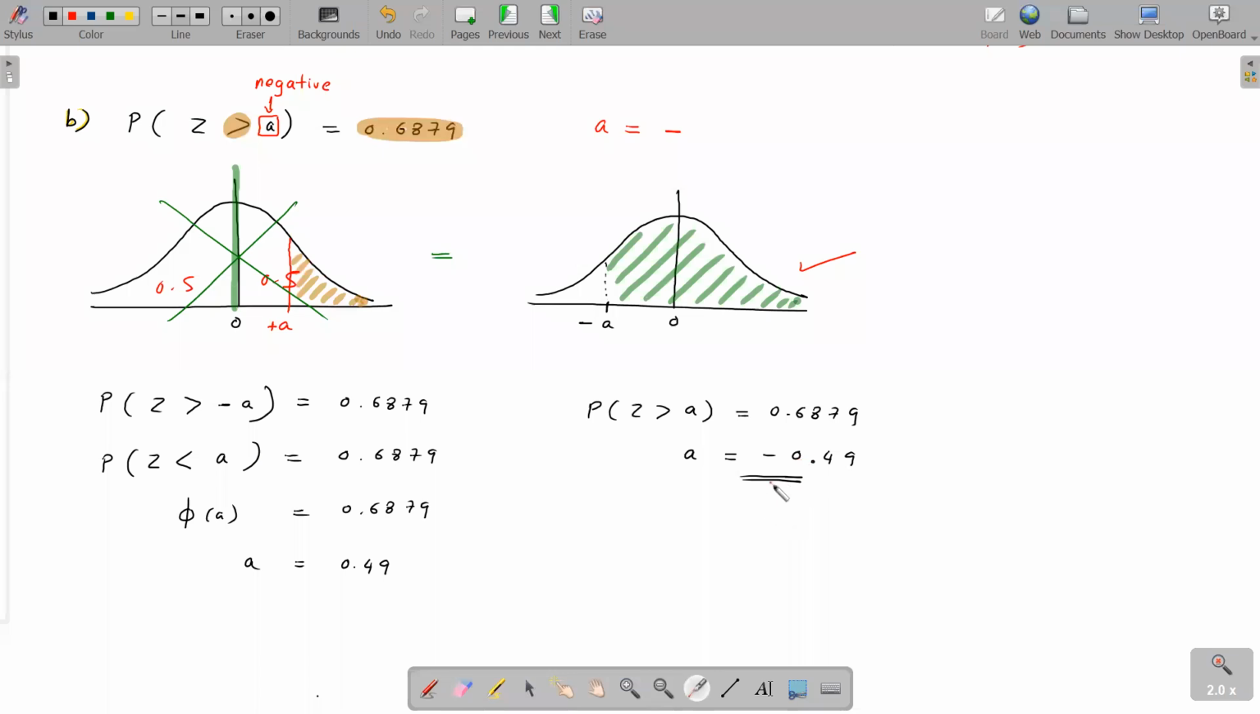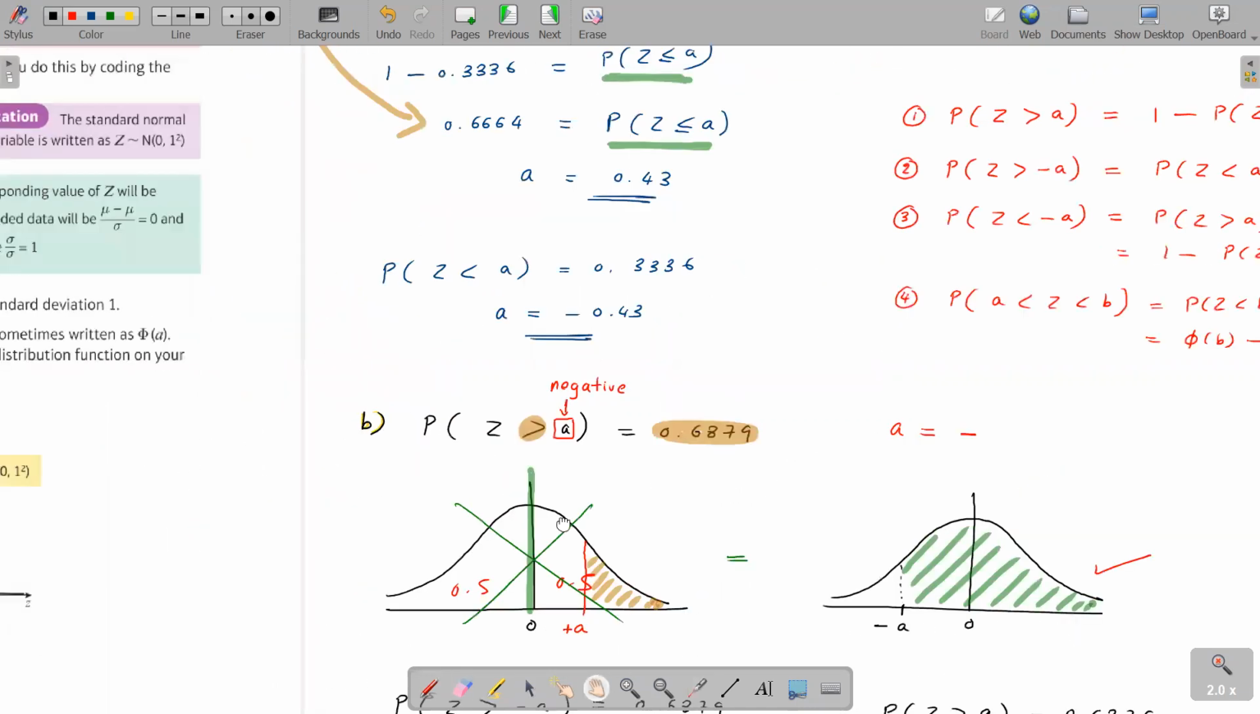You can always check your answer. If you want to check it, you can use Z greater than minus 0.49 and check this using the techniques we learned in the previous exercise, right? You can see if you get 0.6879, which you should. You can always check your answer. Okay, let's do the next one.